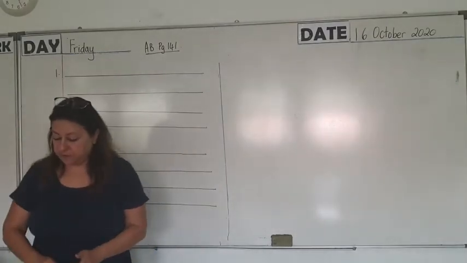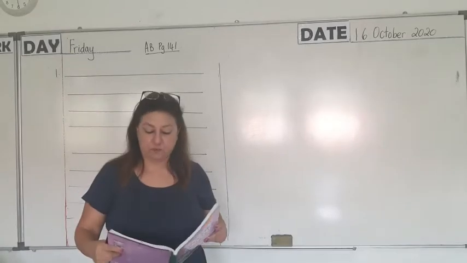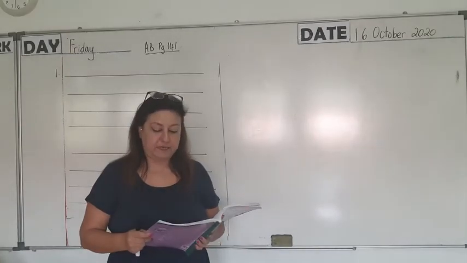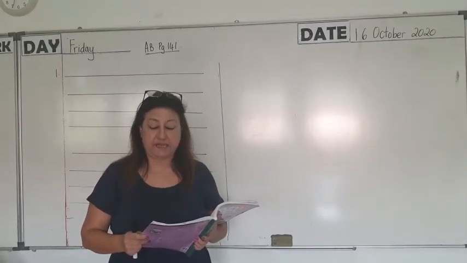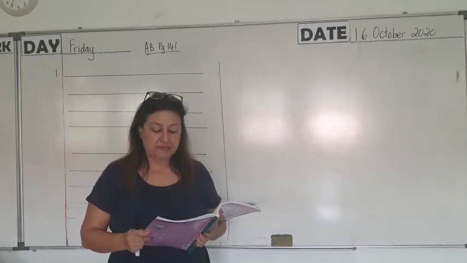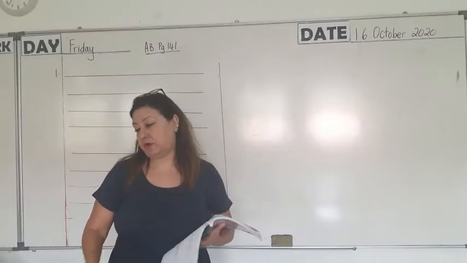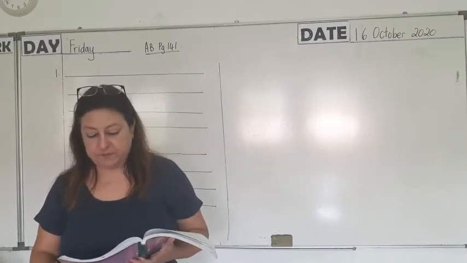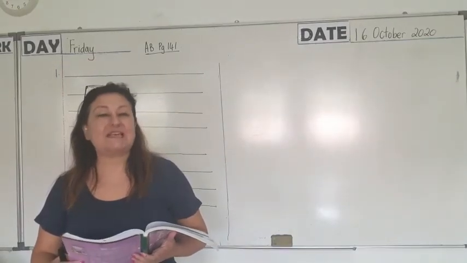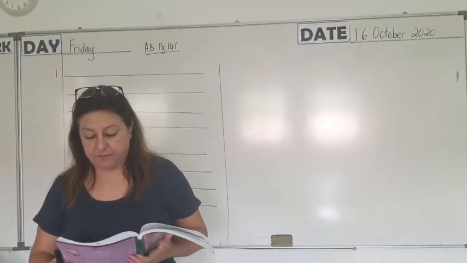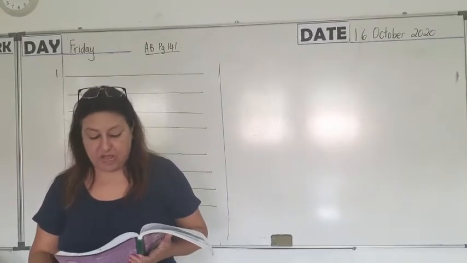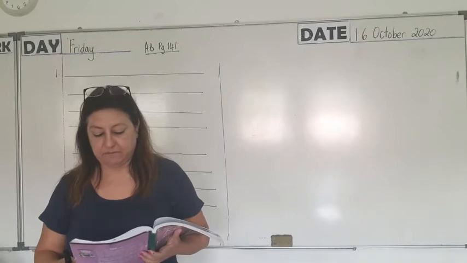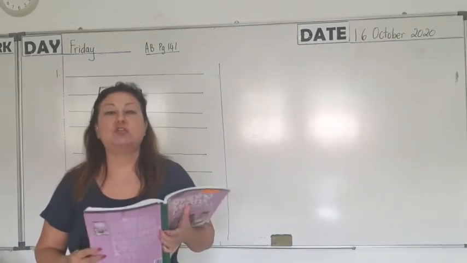Alright, I'm going to read the sum first, so highlight the keywords. A roll of ribbon is 250 cm long. Sally cuts the ribbon into equal strips. Highlight the word equal. Okay? Strips of 9 cm and has 7 cm of ribbon left. So, how many 9 cm strips of ribbon does she get?